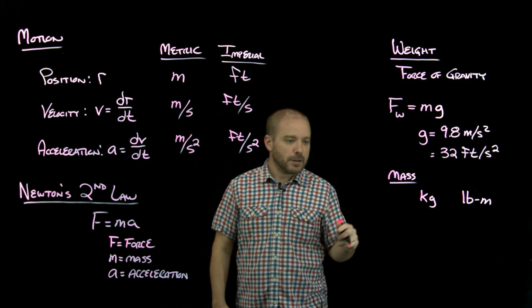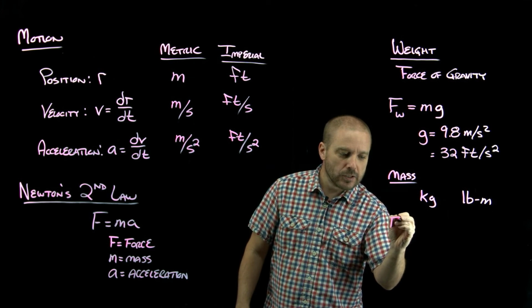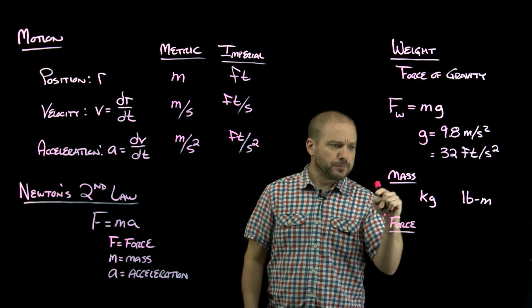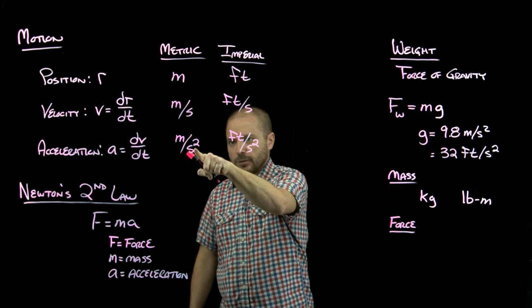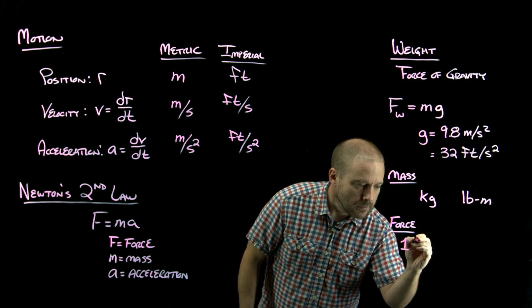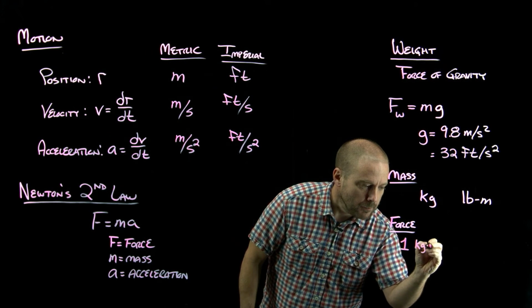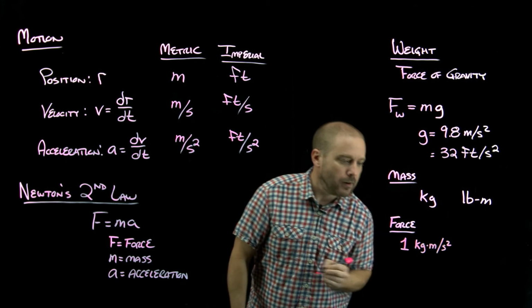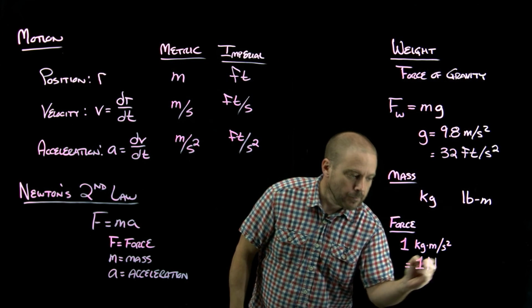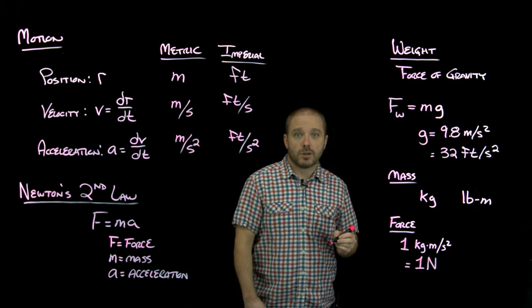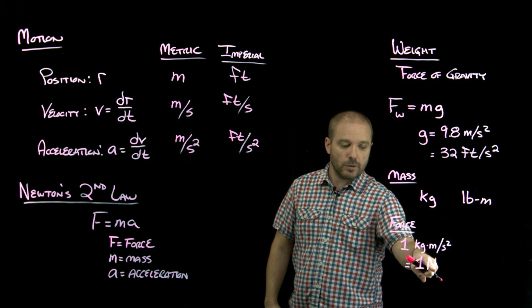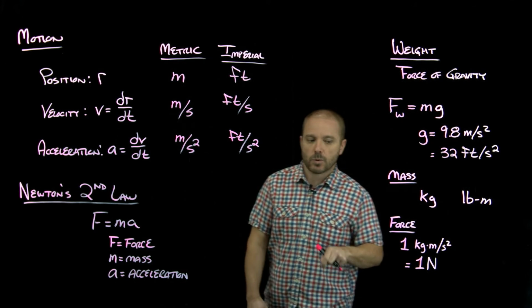So force being mass times acceleration, in metric, it's kilograms meters per second squared. And 1 kilogram meter per second squared equals what we call a Newton in metric. So the standard force unit is a Newton, but that Newton is composed of kilograms meters per second squared.